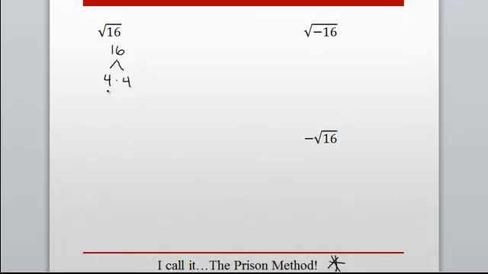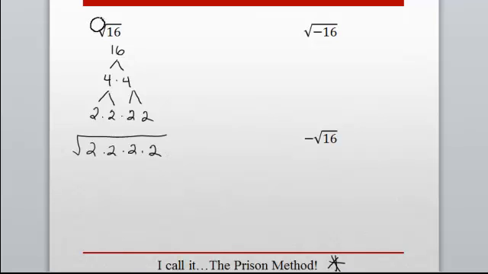Well, 4 is not prime, so I'm going to break those down. 4 will break down into 2 times 2, and this 4 will break down into 2 times 2. So what we have is the square root of 2 times itself 4 times. Now, this is how the prison method works. The radical is the prison, and all of these factors are the prisoners. Now, these prisoners are trying to escape.